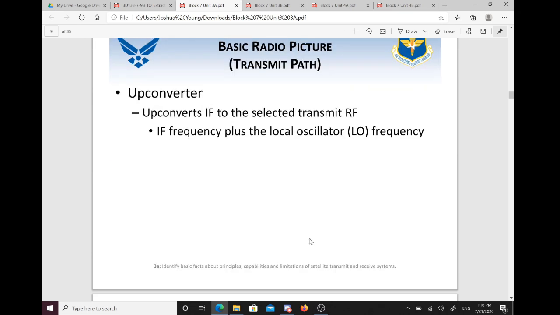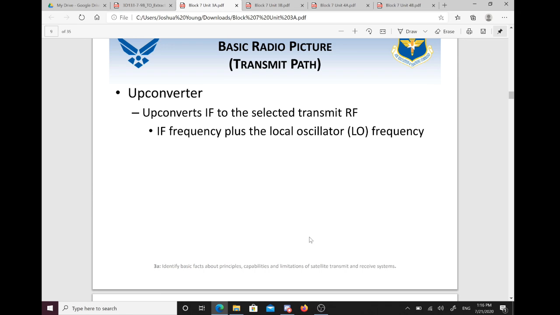So after we've modulated our baseband signal, we will then upconvert the IF output to the selected transmit RF, and what that means is you as the user have the ability to manipulate the frequency settings on your upconverter to determine what RF is generated coming out of this specific component.